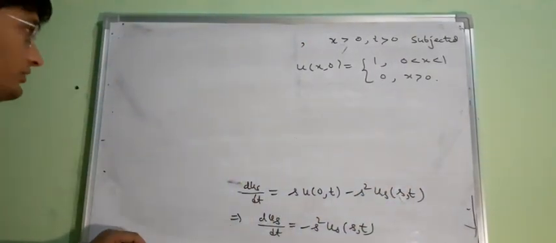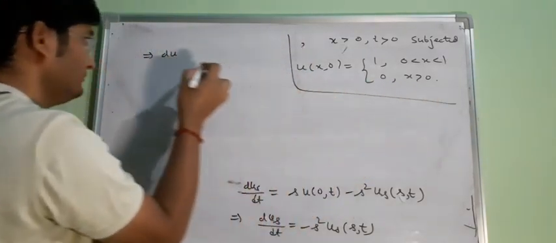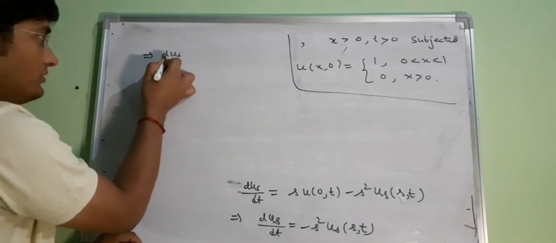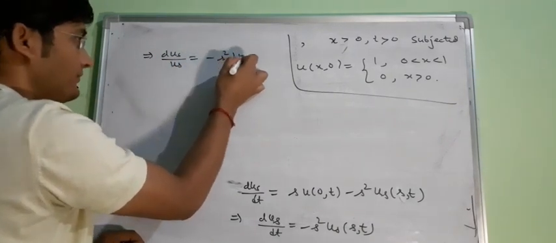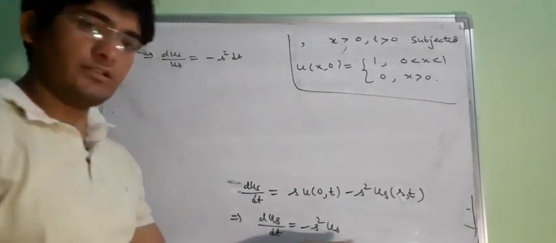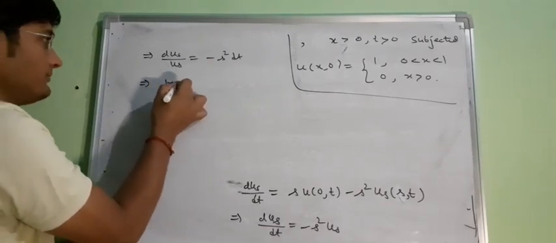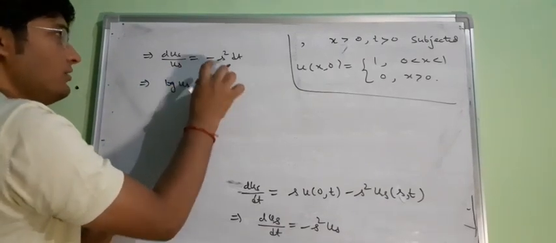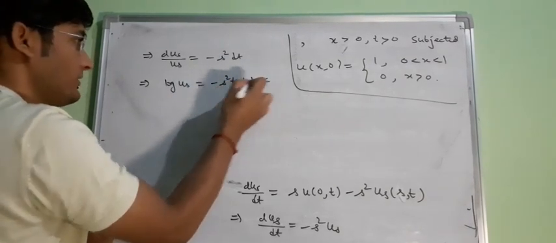So this is equal to dus upon us is equal to minus s square dt. This us is a function of s and t, so there is no need to write this one. So on integration, this will be your log us is equal to minus s square t plus some constant of integration, say log c.